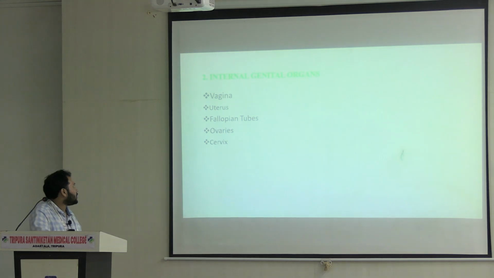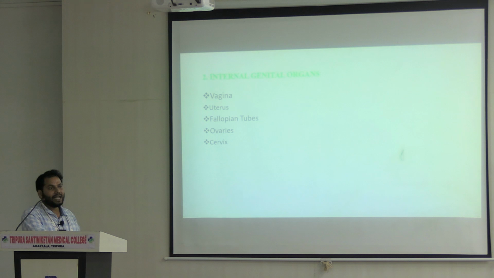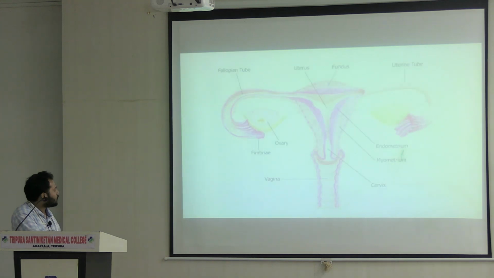Now let's start with the next part, called the internal genitalia. Like the external genitalia, the internal genitalia is also composed of some structural parts. So what are these? These are the vagina, uterus, fallopian tubes, ovaries and cervix. Functionally all those structural parts are equally important. Now we will see their locations and their functional characteristics. So this is the general structural overview.